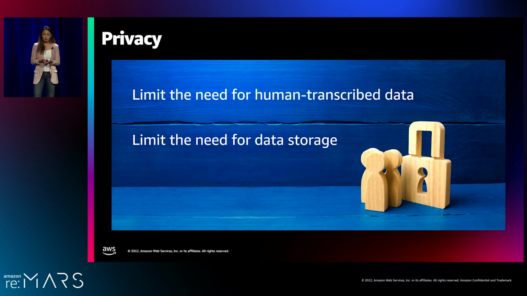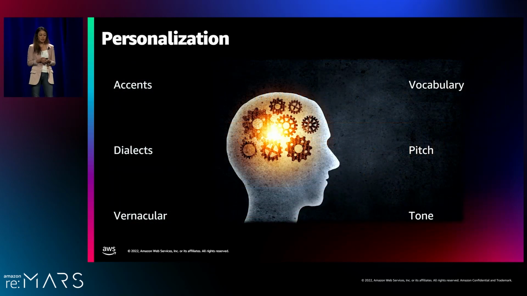Privacy is also very important at Alexa, and so a self-learning system without human-labeled data allows us to limit the need for human transcriptions, as well as limit the need for data storage. Lastly, it is also a system that will help us with personalization. As I mentioned earlier, it's really important that we meet the individuals with how they speak and the specific accents and usage patterns, vocabulary, and whatnot.